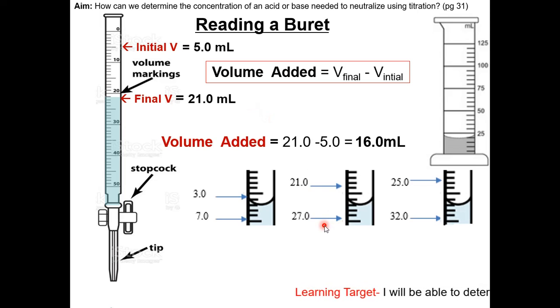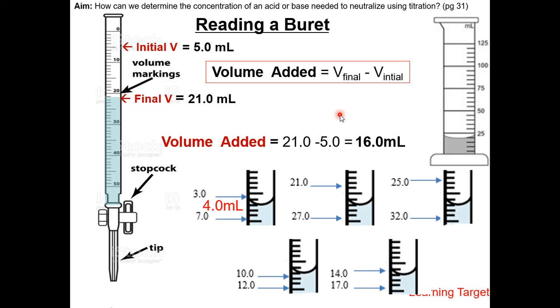Let's look at these examples. In the first one, the initial volume is 3 milliliters. The final volume is 7 milliliters. So the total volume added is 4. Try to do the rest of the questions yourself. Pause the video and resume as completed. Here are the answers.